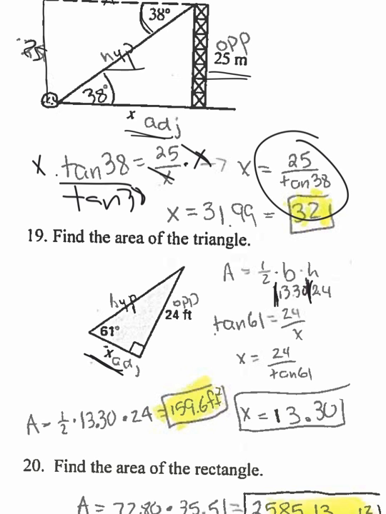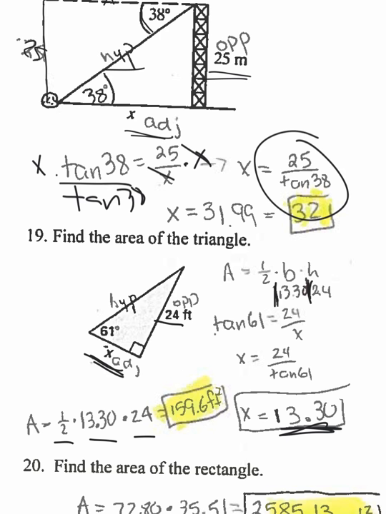To find the base, which is right there, you're going to have to set up a trig problem. Opposite over adjacent, because opposite is 24, adjacent is x that we're looking for. Like the previous problem, you wind up with x on the bottom, so you'll wind up dividing when you simplify it. 24 divided by tangent 61, and you get 13.3, and so 1/2 times base, 13.3, times height.